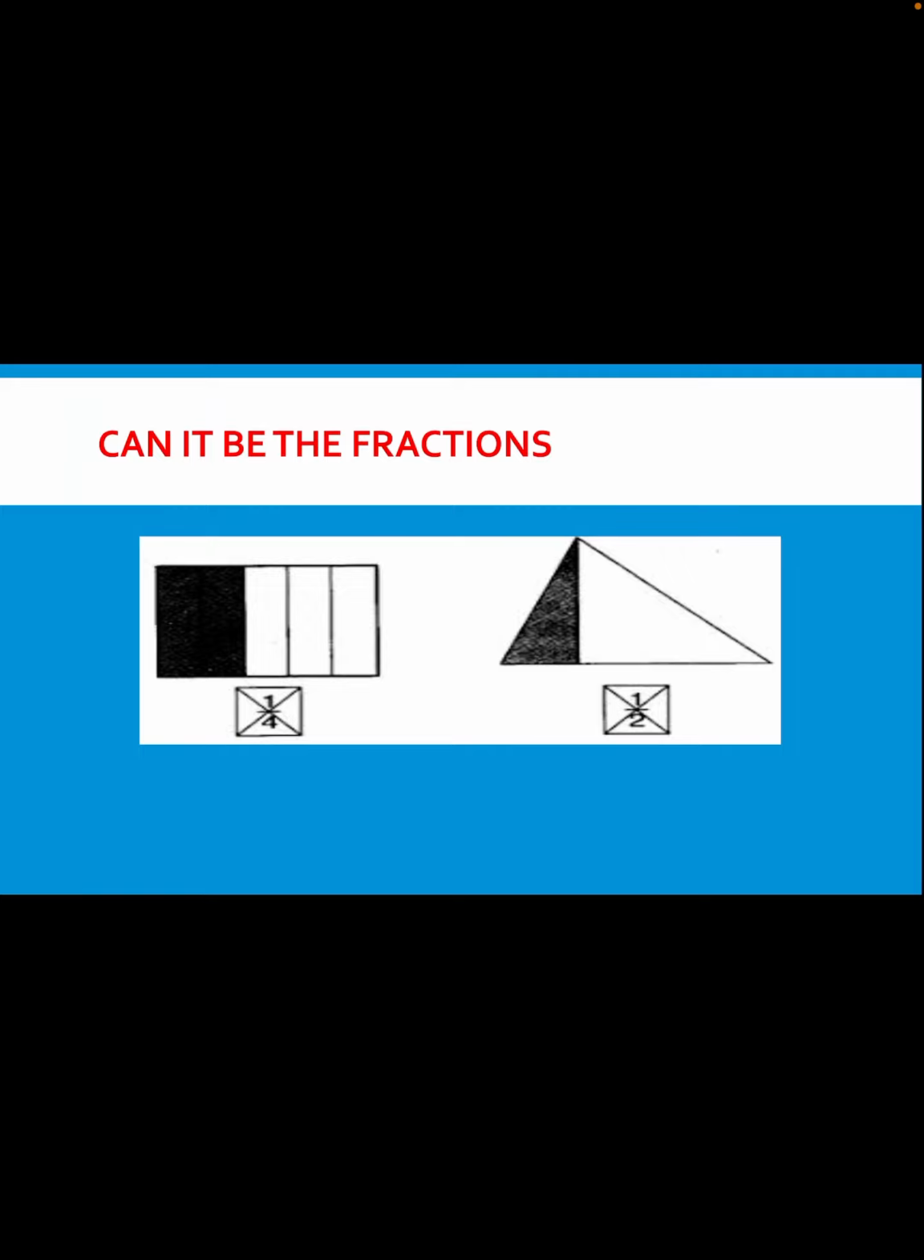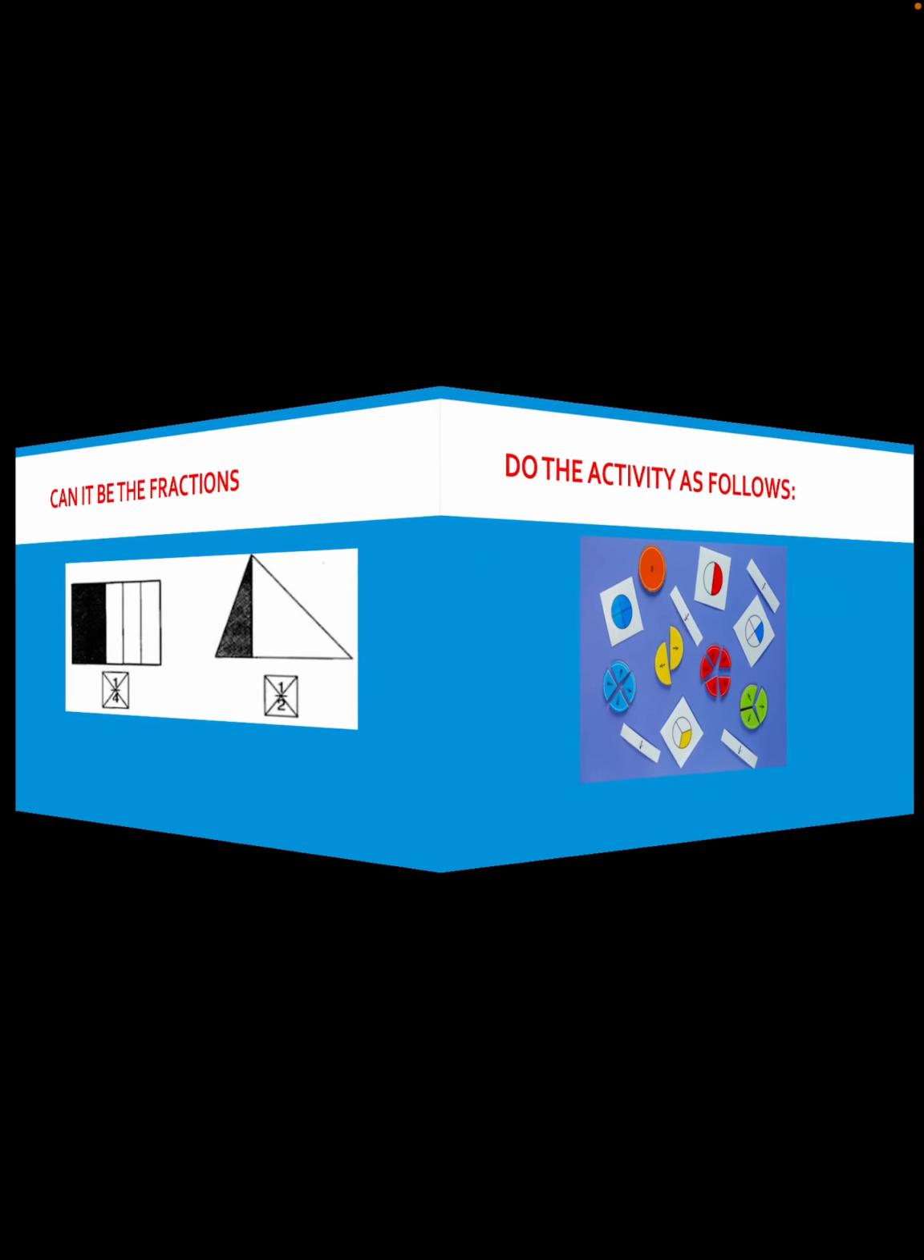Now, can these be fractions? I am just taking a test of you, children. Can you see that this rectangle is divided into equal parts? No. We cannot see that it is divided into equal parts, so we cannot tell each part is 1 by 4. So this is a wrong fraction, so we cannot call it a fraction here. Even the triangle, you can see it is not divided into two equal parts, so each part cannot be considered as a fraction.